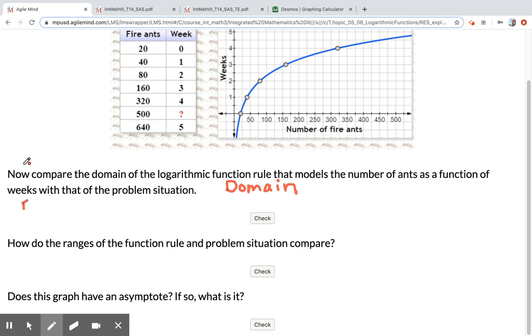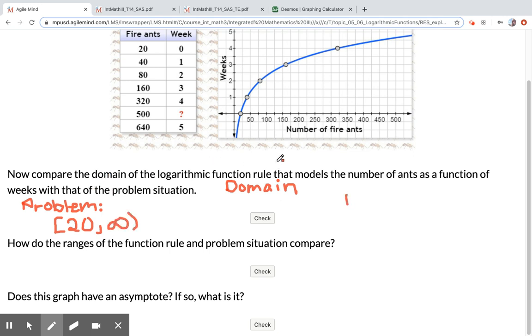So for the problem situation, when it was an exponential, the domain was 0 to infinity, and the range was 20 to infinity. Well, that means that for the inverse then, and you can see here, this is my x. I start at 20 and I go forever to the right. So I'm going to say, all right, for the problem situation, it's 20 to infinity.